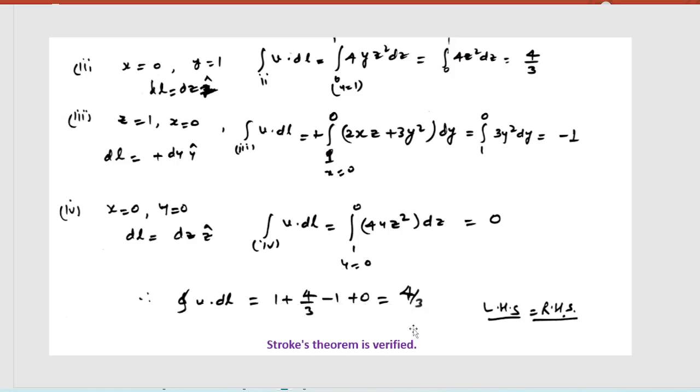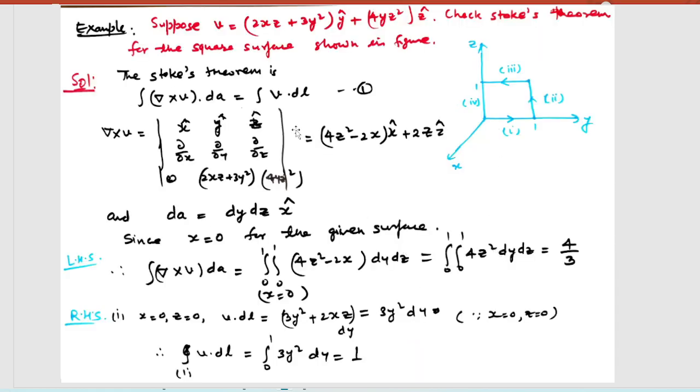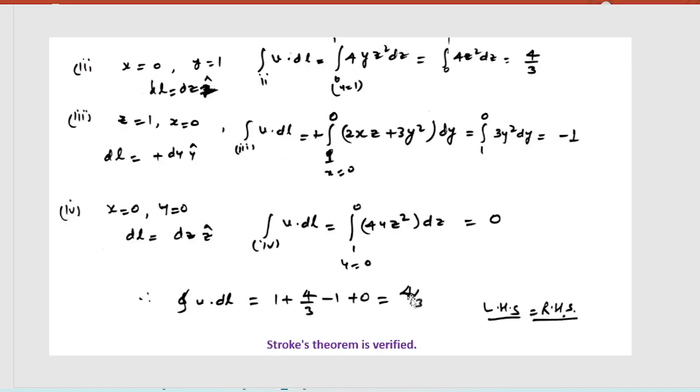So the left hand side and right hand side are equal. We first calculated the surface integral of the curl, and it was 4 by 3, and here we have the boundary of four lines, so we added the four line integrals, and finally we get the left hand side and right hand side equal. So Stokes theorem is verified for this.